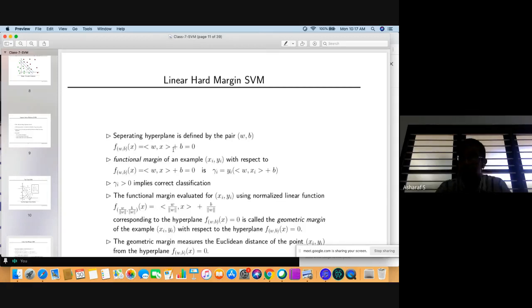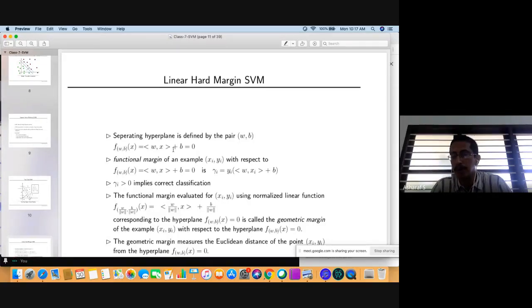Then we define the functional margin of an example given a point xi, yi. The functional margin is essentially a notion of separation, more a notion of distance or nearness. We are considering the hyperplane W transpose x plus b is equal to 0. The functional margin of example xi, yi with respect to this hyperplane is defined as gamma i is equal to yi into W transpose x plus b. That's the definition of functional margin.